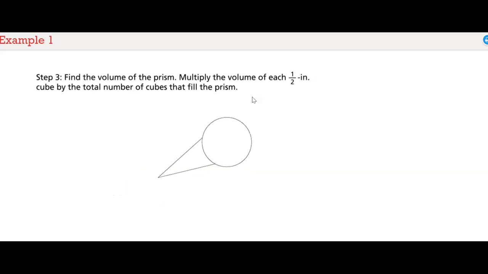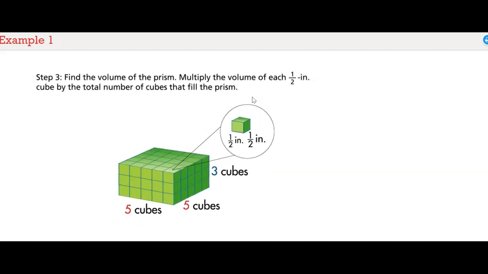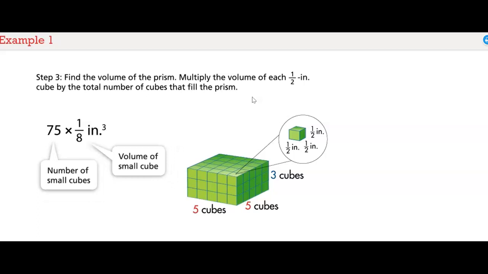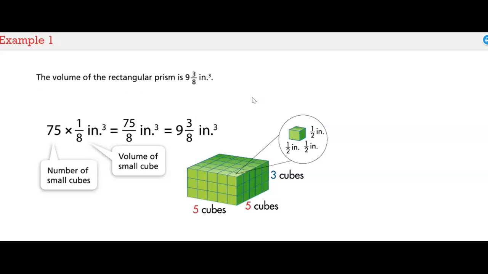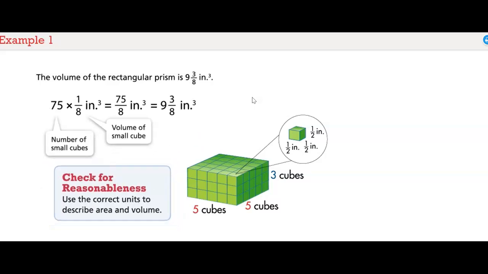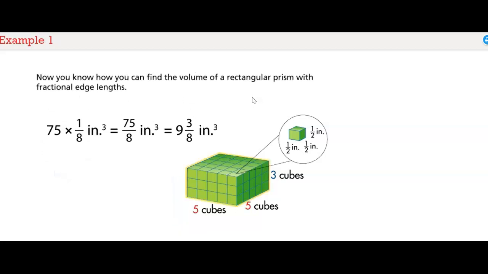Step 3. Find the volume of the prism. Multiply the volume of each 1/2-inch cube by the total number of cubes that fill the prism. The volume of the rectangular prism is 9 3/8 cubic inches. Use the correct units to describe area and volume. Now you know how you can find the volume of a rectangular prism with fractional edge lengths.